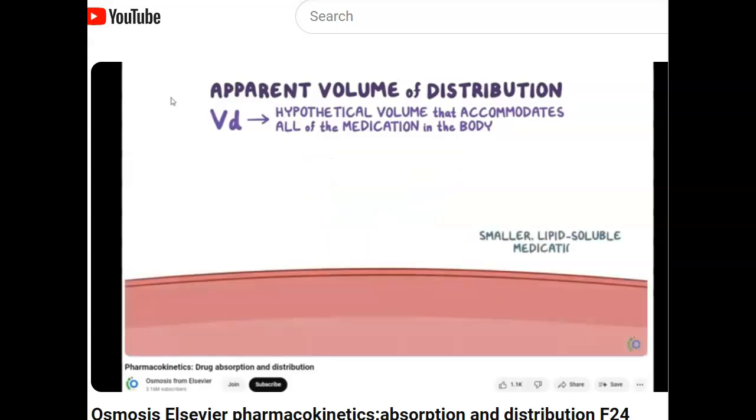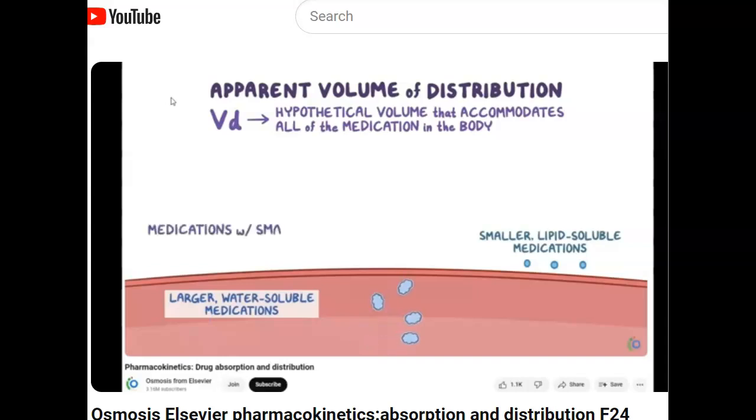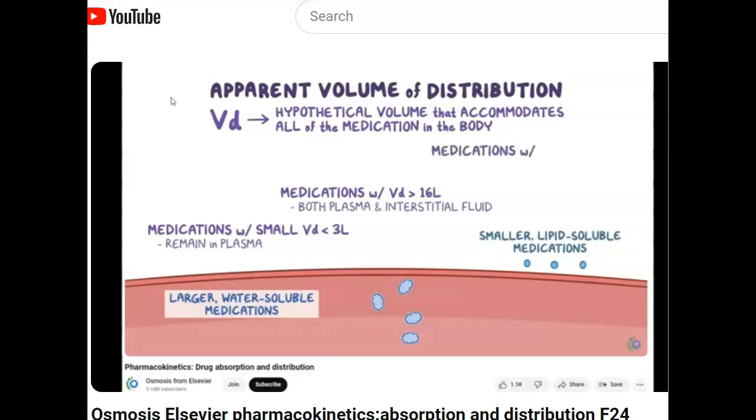So, smaller, lipid-soluble medications can cross cell membranes easily, so they get distributed in extravascular body tissues, organs, and fat cells, while medications that are larger and water-soluble stay mostly in the plasma. In any case, it's safe to say that medications with a rather small apparent volume of distribution, or VD, such as 3 liters or less, remain mainly in the plasma. Medications with an apparent volume of distribution, or VD, of 16 liters or more get distributed throughout the extracellular fluid, meaning both the plasma and interstitial fluid compartments. And medications with an apparent volume of distribution, or VD, of 46 liters or more are possibly distributed throughout all body compartments.